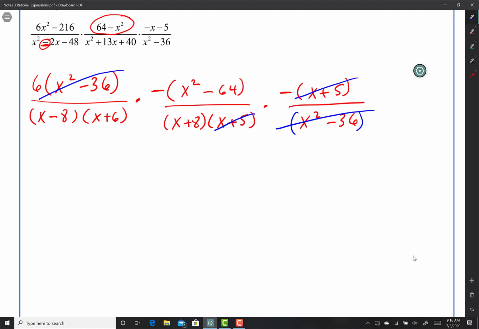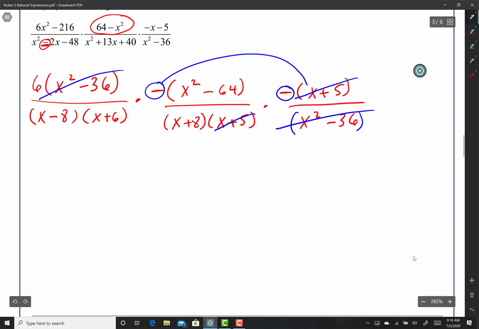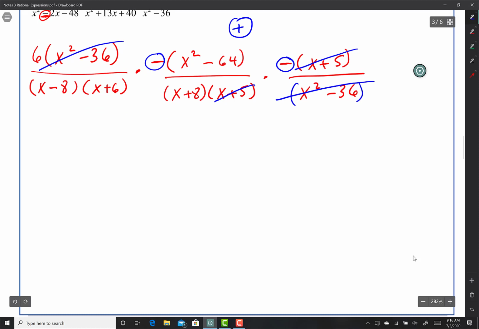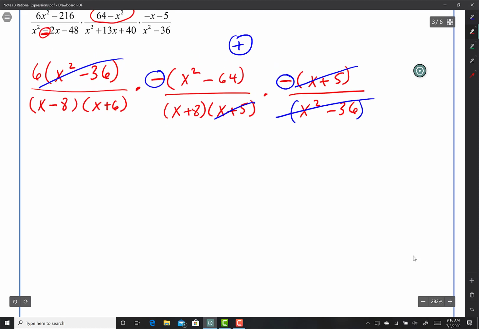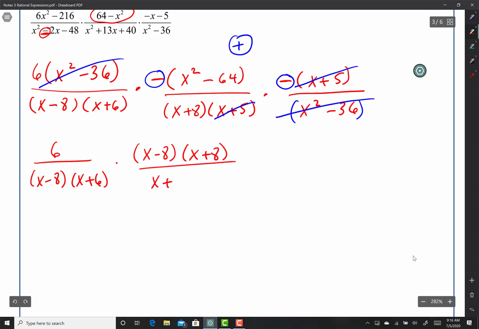So here's what I'm going to do. I'm going to circle these already. Negative times a negative is a positive. So I'm just not going to write negative anymore. So here's what I have. I have that 6 there, and I have x minus 8, x plus 6, dot, and then the x squared minus 64, that's the difference of squares. So I'm going to write x minus 8, x plus 8, over, and then I still have that x plus 8 here. I'll cancel that in a little bit. Dot, and actually, no, I have nothing else over there anymore, so that's it.